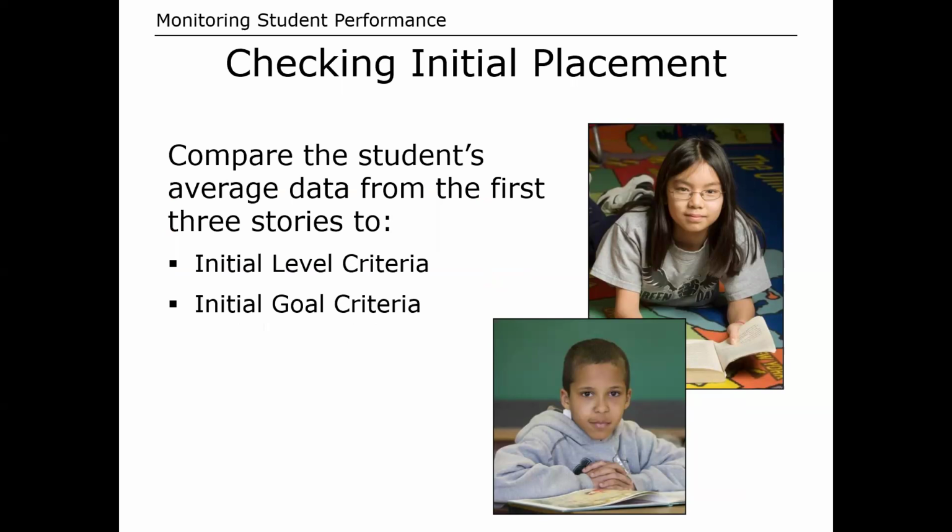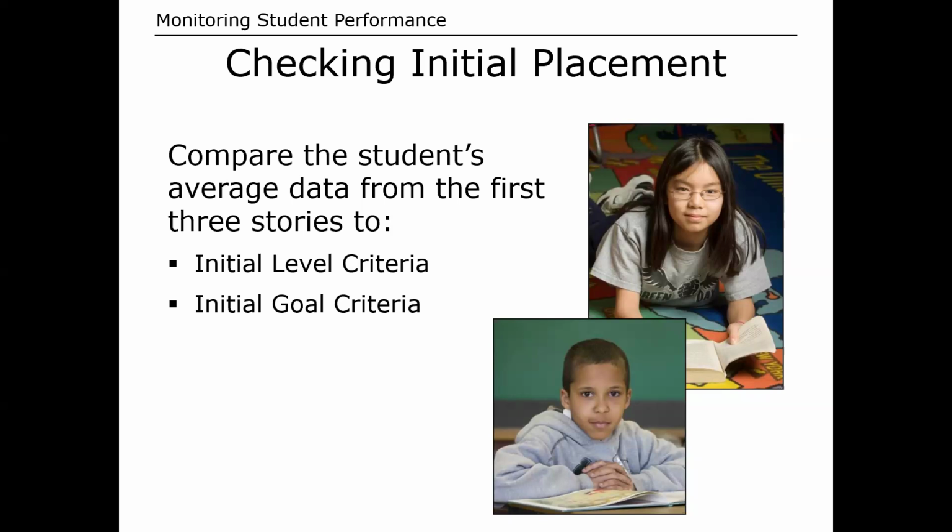What we do with the initial data from the first 3 stories is we take that data and average it, and we plug it into the initial level criteria and the initial goal criteria. We're basically asking ourselves, if I had all this information on placement day, would I still have put the student in this level? Would I still have given the student this story goal? You have a lot more information after they've passed 3 stories.